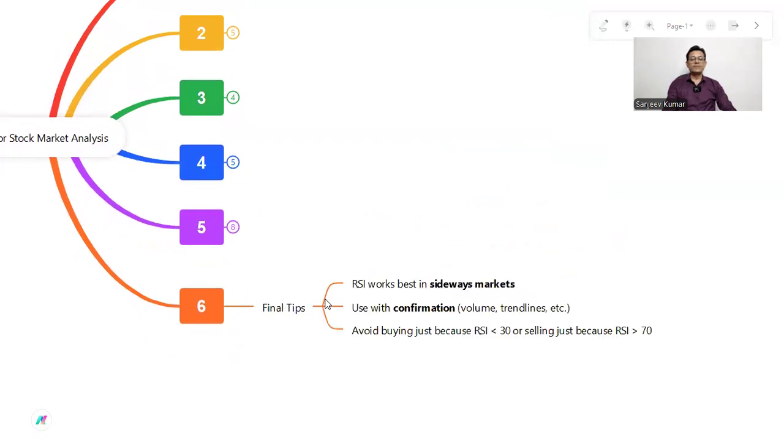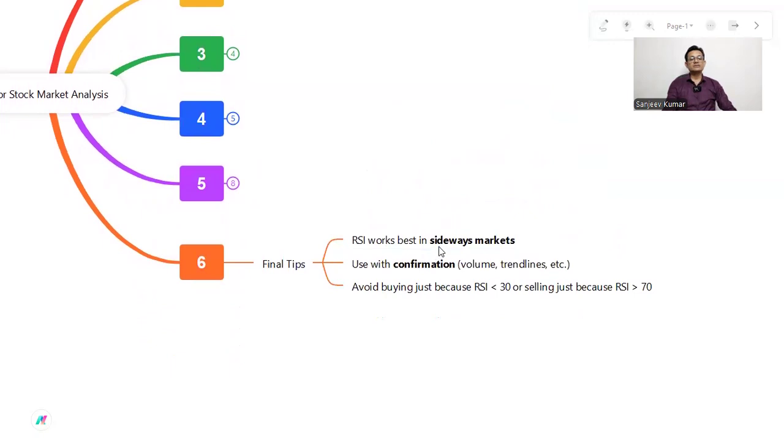Final tips. RSI works best in a sideways market, meaning the consolidation phase. Use it with confirmation, such as volume, trend lines, etc. Avoid buying just because RSI is less than 30 or selling just because RSI is more than 70.